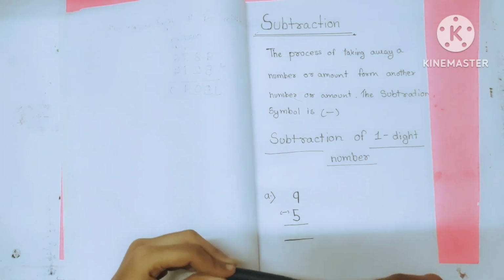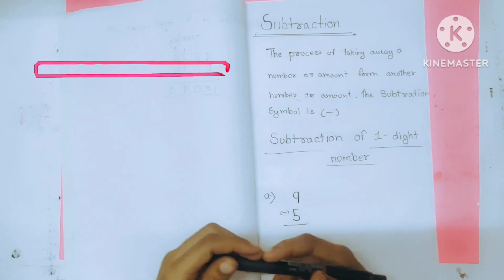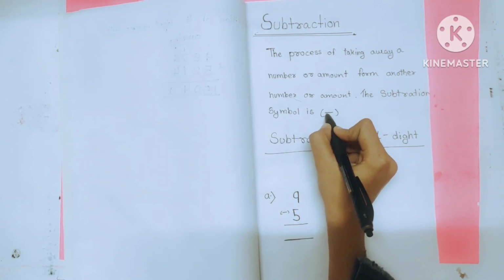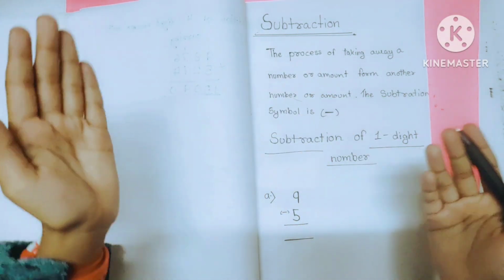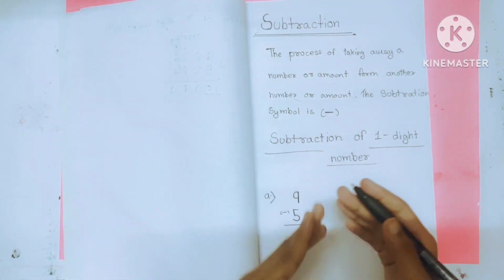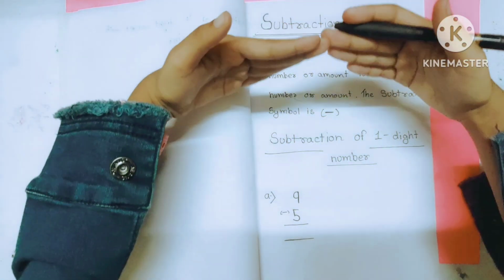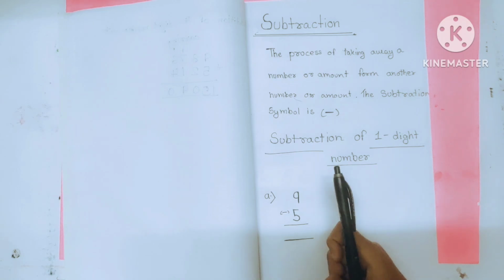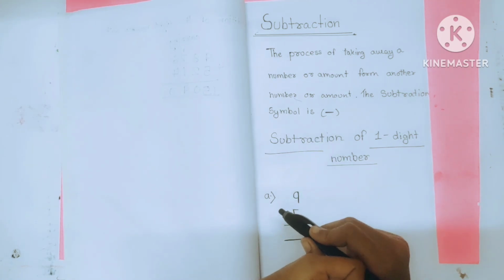What is the symbol of subtraction? The symbol of subtraction is like this. Like this means reducing. That's what I told you about subtraction and the subtraction symbol.